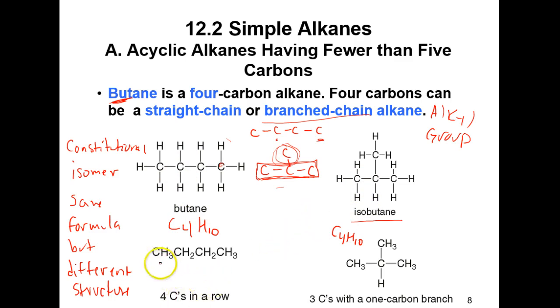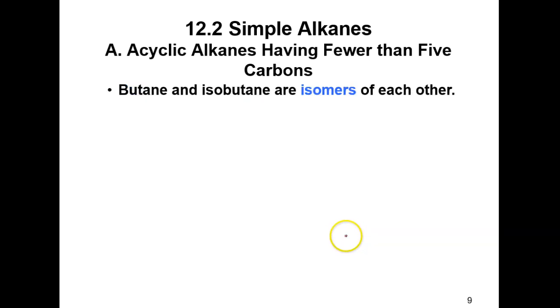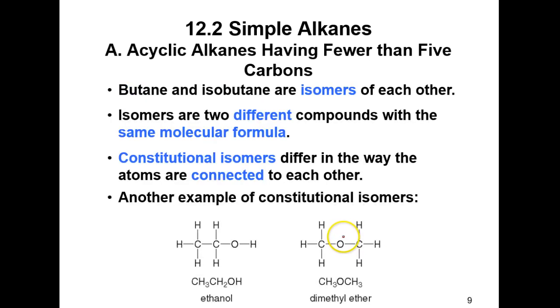These have 4 carbons in a row. This has 3 carbons and then 1 carbon branching off of it. These are called isomers, and specifically they're called constitutional isomers, where they are 2 different compounds that have the same formula but different structures.